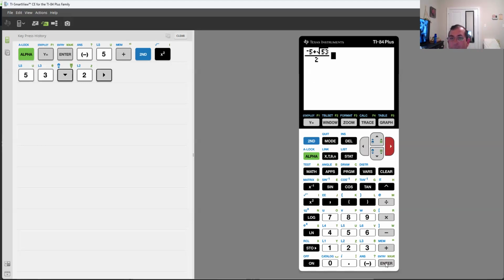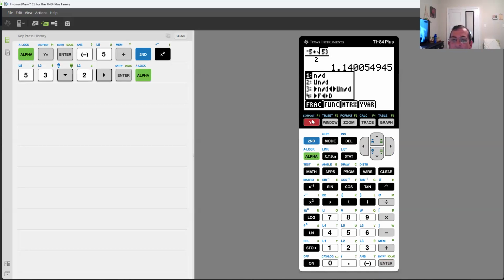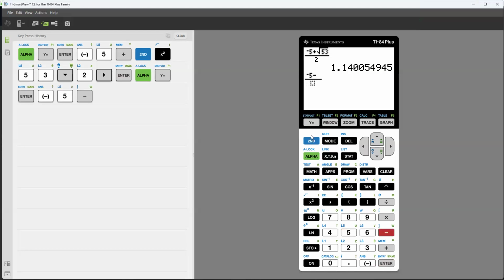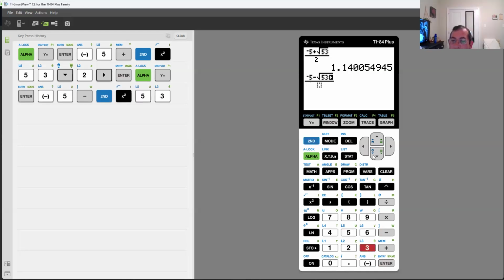All right, y'all, so let's enter, and we're going 3 decimal places. So the first answer would be 1.140. So I'm gonna keep that a zero because it had a 0 after it. Now to get the second answer, you're going to use a subtraction instead of adding. So I'm going to go green alpha y equals to get the fraction bar again. On top, I'm going to do -5 minus square root, which is second x squared, put in my 53, and then arrow down and put in my 2.